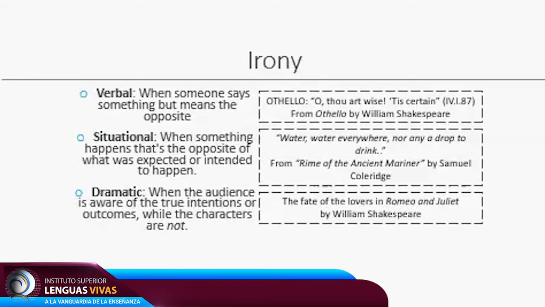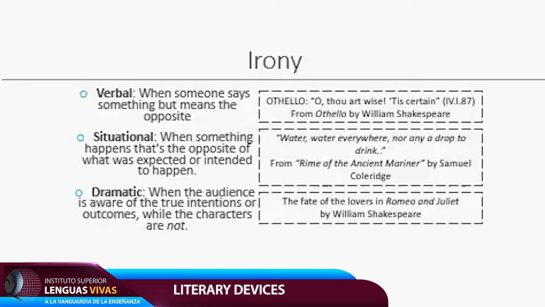Finally, the third type is dramatic irony, which is when the audience knows what is happening or about to happen, but not the character in the story. For instance, in Romeo and Juliet, when Romeo is about to commit suicide in order to be with Juliet, the audience knows that Juliet is not actually dead and that he's killing himself for nothing.